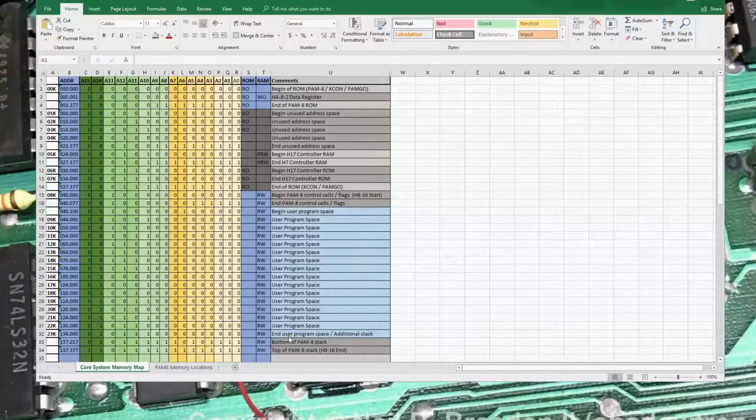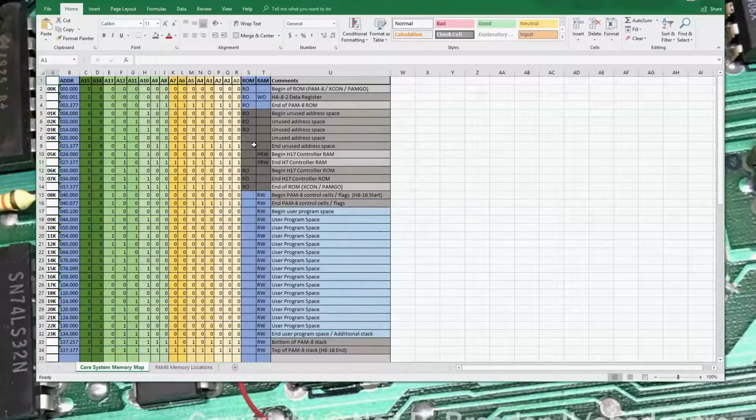I've developed this memory map that shows the configuration of the machine as I have it. The blue areas here represent what I have in the machine, which we'll see in the video after this segment. I don't have anything installed in the machine in this address space. Again, the addresses are defined over here. The PAM8 ROM starts at address 000000 and runs through address 003377. There's a data register mapped as a write-only location here at address 000001. If I had that card in, we could write to that address.